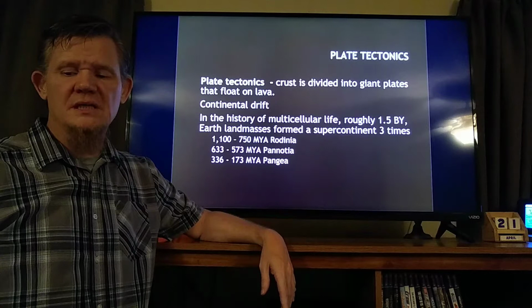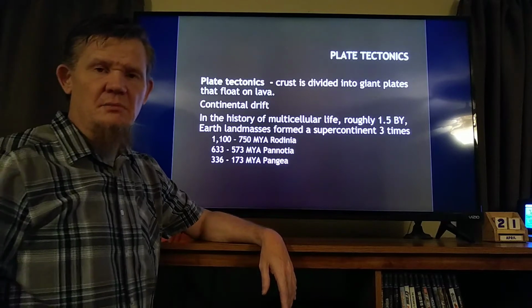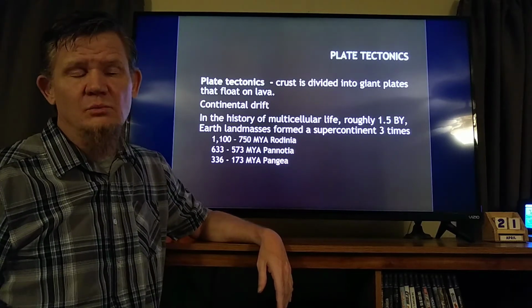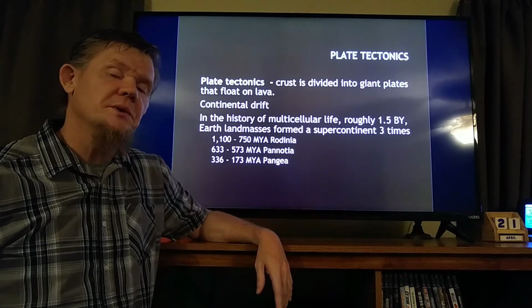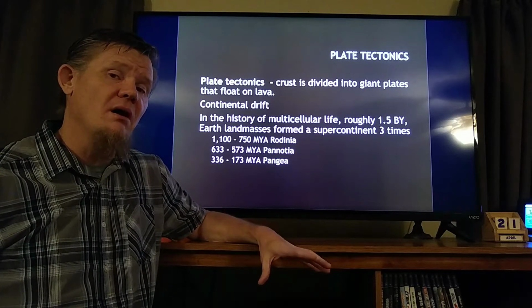Welcome back to chapter 15. We're talking about plate tectonics. We're talking about how the continents move around. Remember in the last video we were talking about how you're supposed to imagine how the continents move.